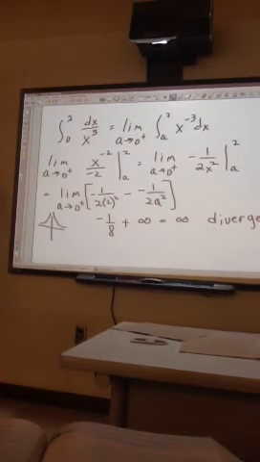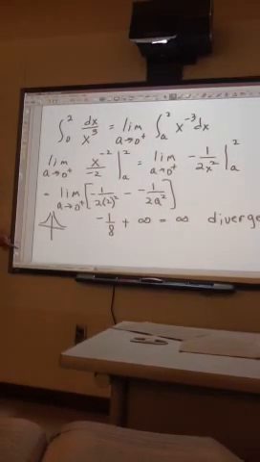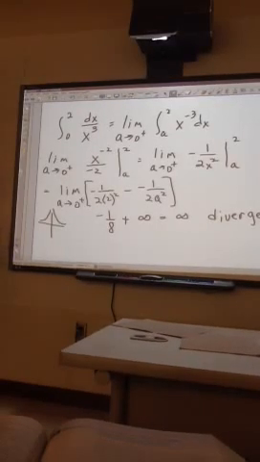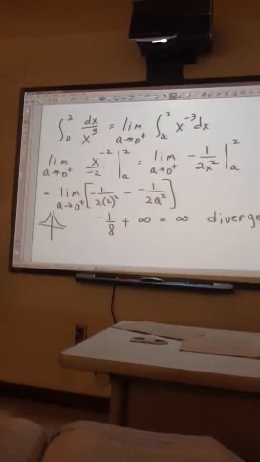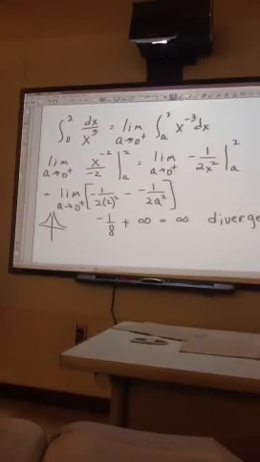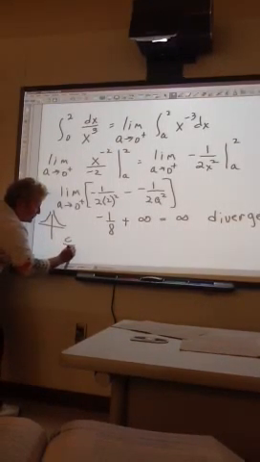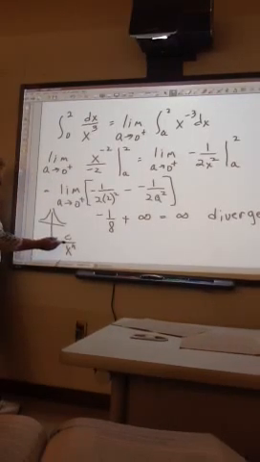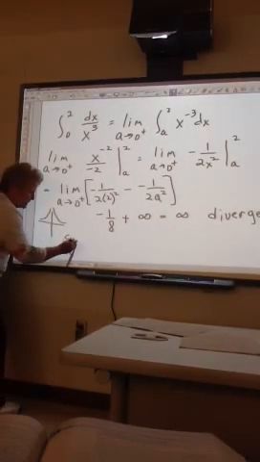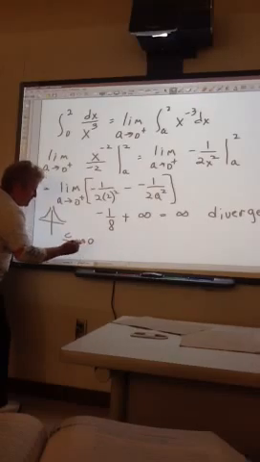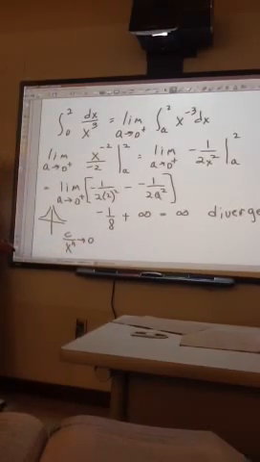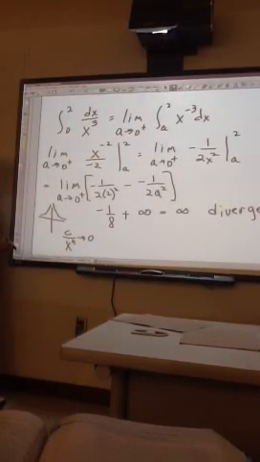Well, we had a constant over x to a power, and that goes to zero. That thing goes to zero. So what's x to a power over a constant?